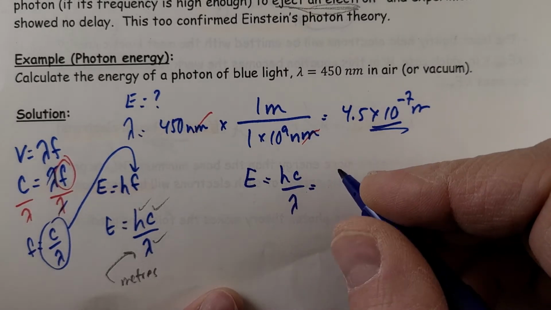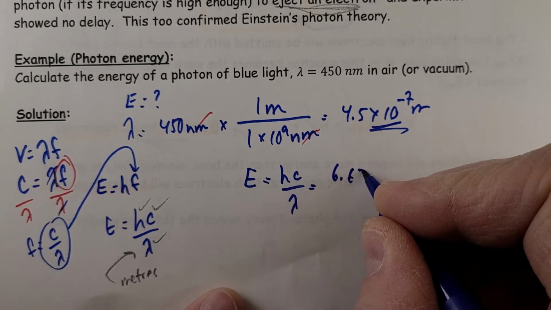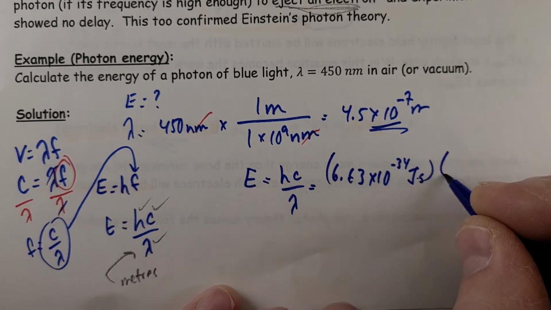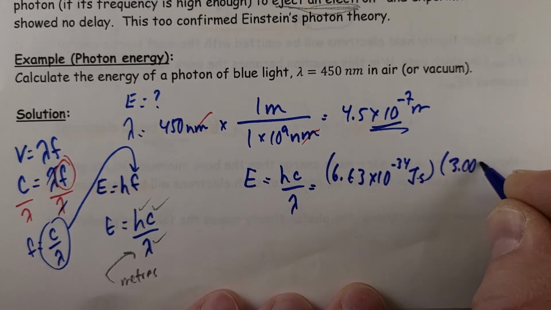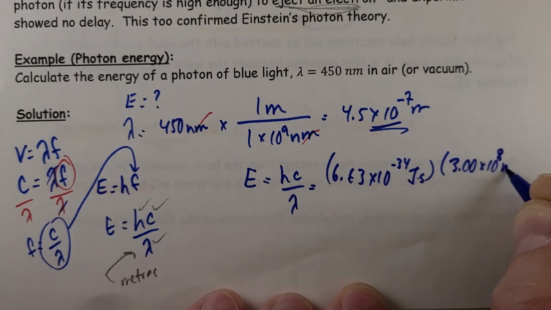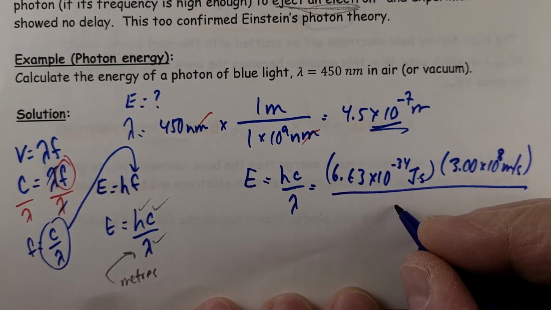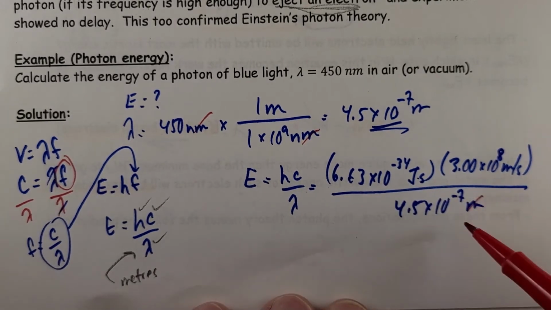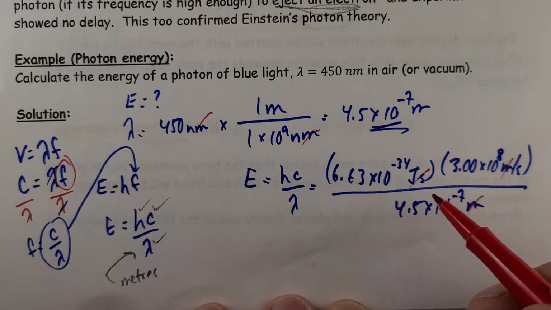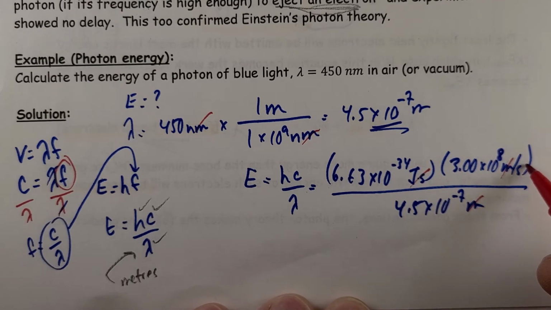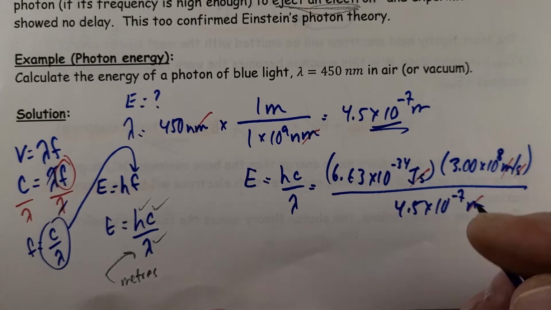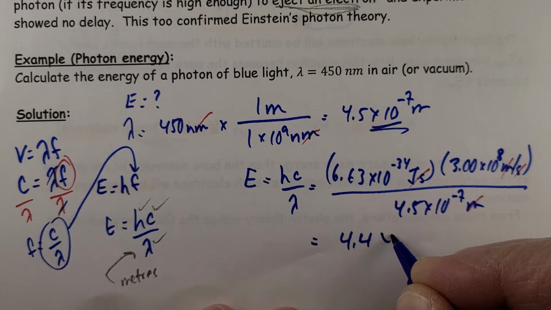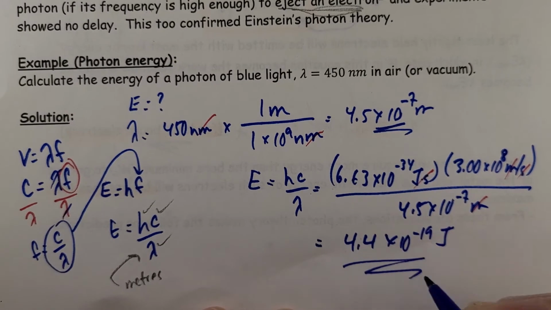hc over lambda. And of course, this is 6.63 times 10 to the minus 34 joule seconds multiplied by the speed of light, 3.00 times 10 to the 8 meters per second, all over 4.5 times 10 to the minus 7 meters. And of course what happens here, meters on the bottom and meters on the top cancel. Meters on the top of the numerator cancels with seconds on the bottom of the numerator, so we are going to be left with joules. That works out to be 4.4 times 10 to the minus 19 joules.